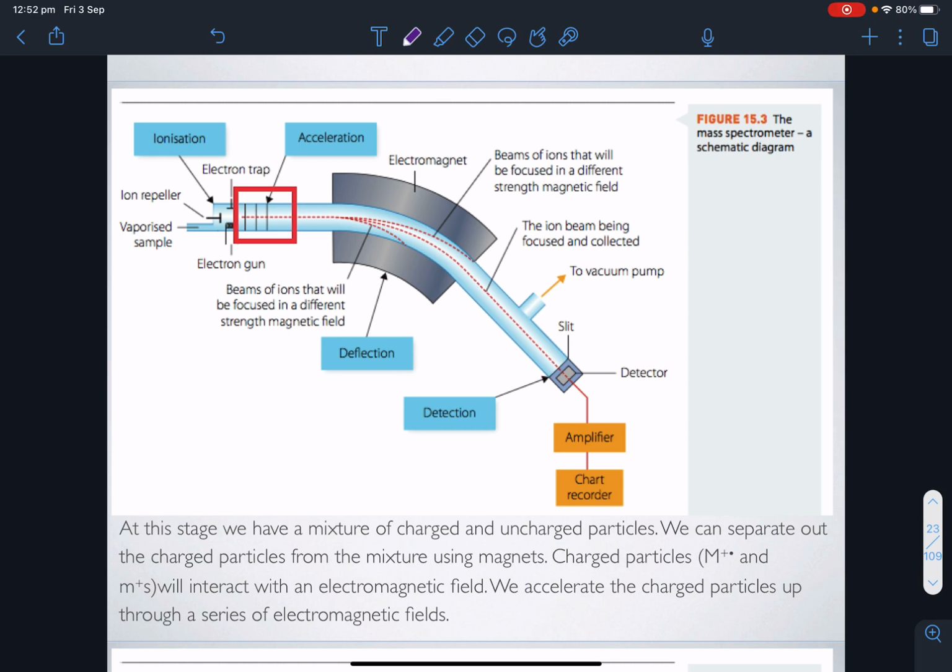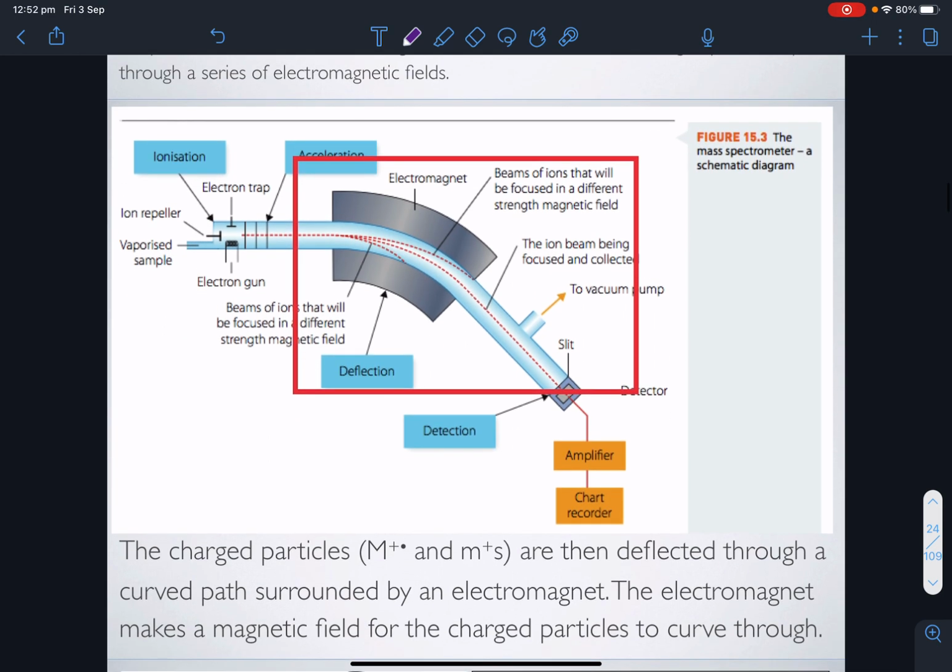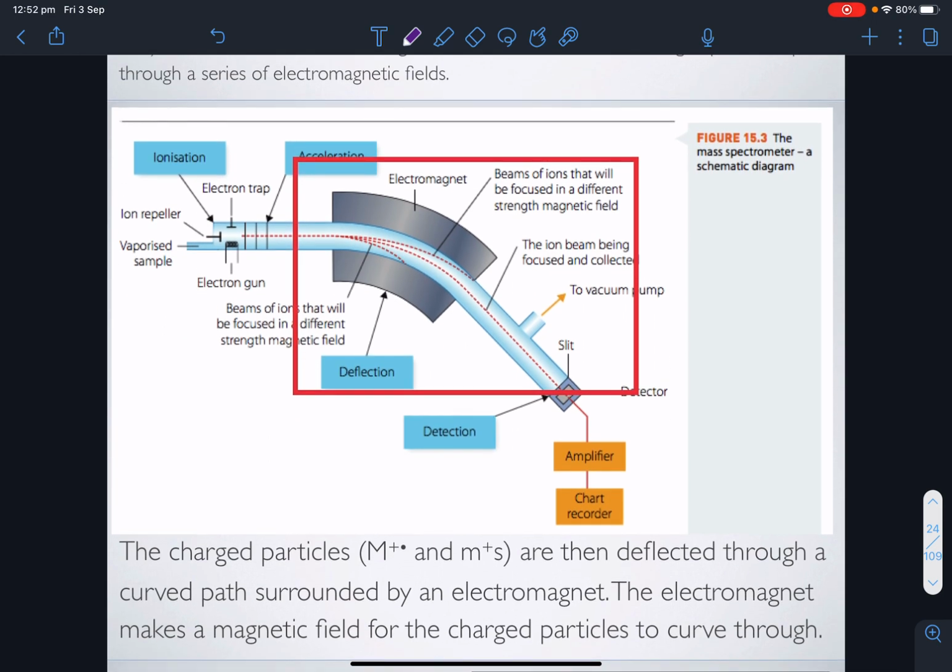Okay, so at this stage, after the electron gun, we have a mixture. We have the charged particles and the uncharged. The charged ones will interact with the magnetic field of the electromagnet. Okay, so the charged particles are deflected around the curved path surrounded by the electromagnet. So the electromagnet is forcing the charged things around a curve. The electromagnet makes a magnetic field for the charged particles to curve through.